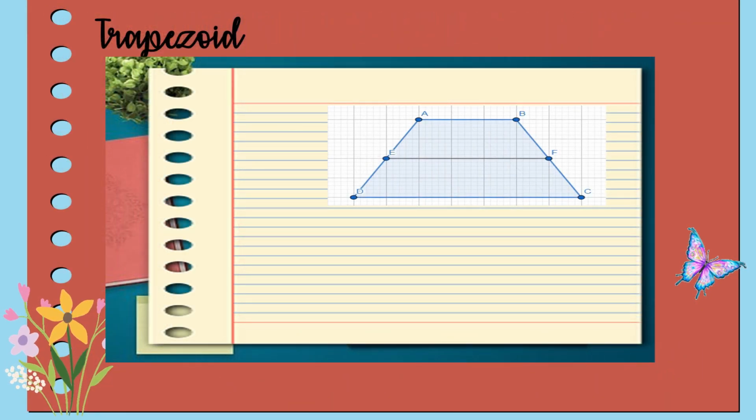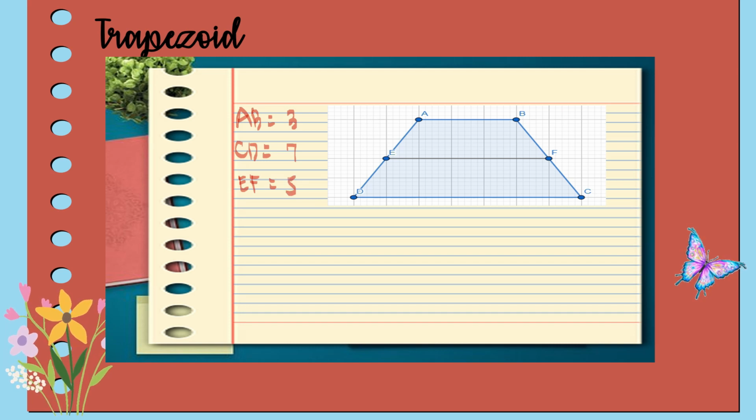Let's take a look at the trapezoid ABCD. What is the length of the base AB? By looking at the grid, we can see that AB is equal to 3 units. DC or CD is equal to how many units? 1, 2, 3, 4, 5, 6, 7. So there are 7 units. And for the median EF, we can see that EF is 1, 2, 3, 4, 5 units.